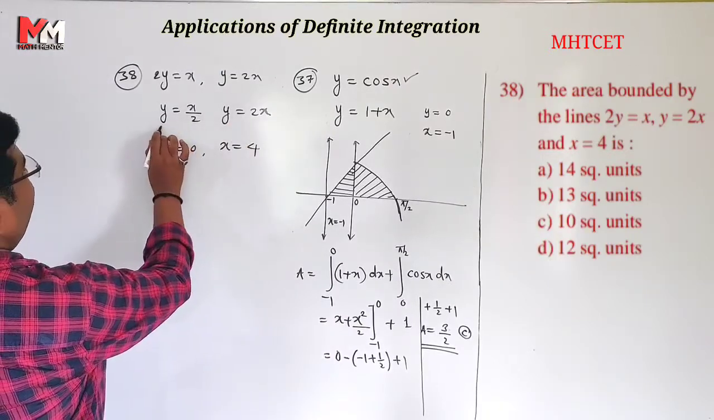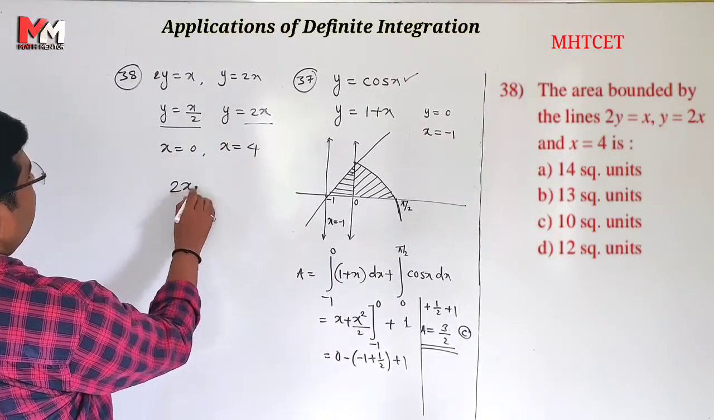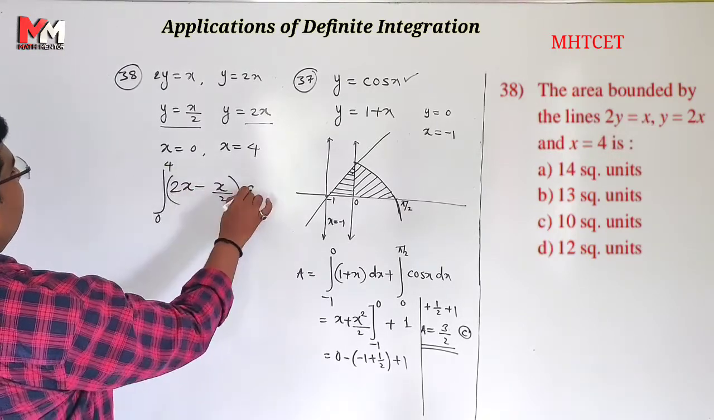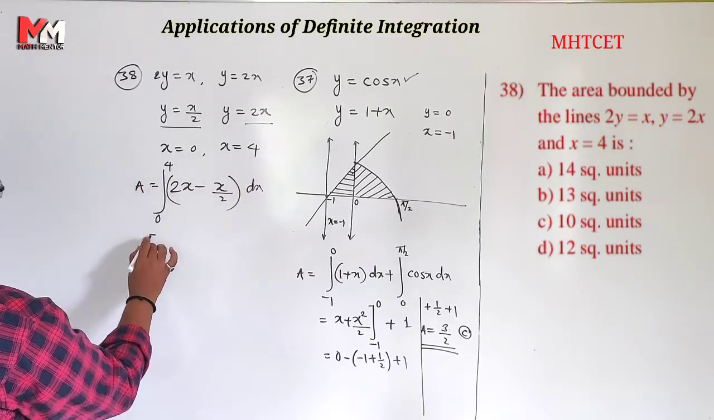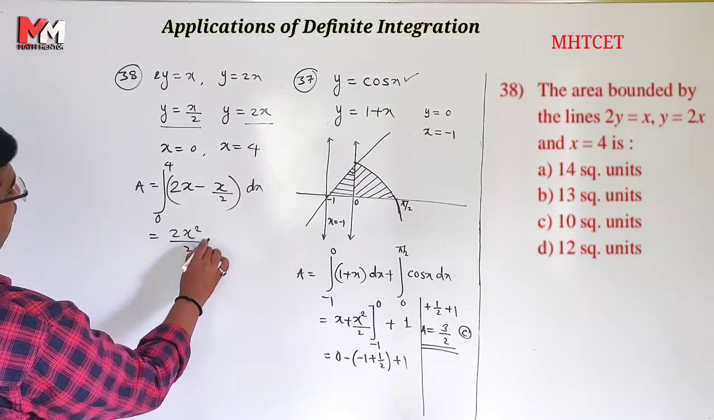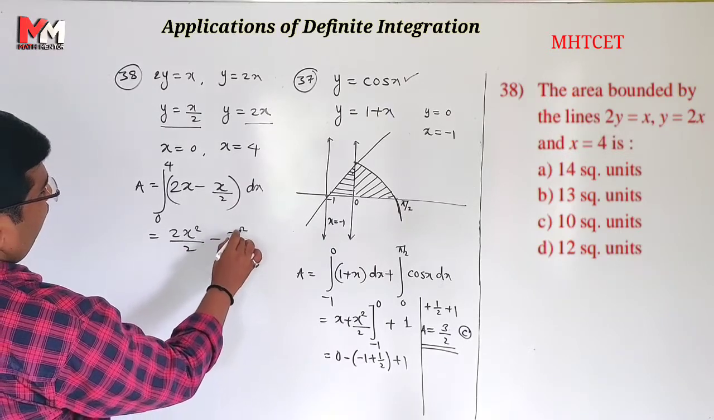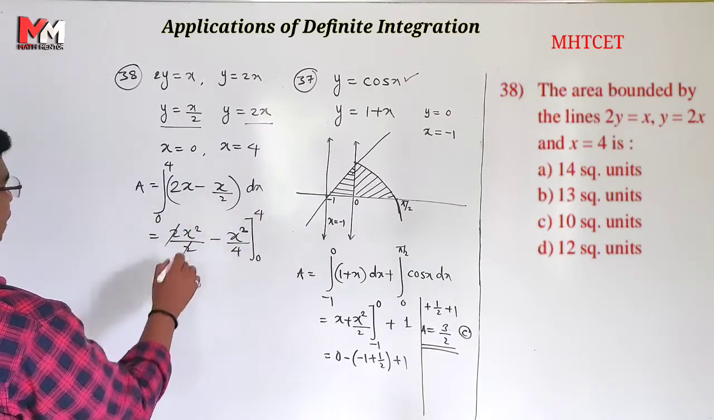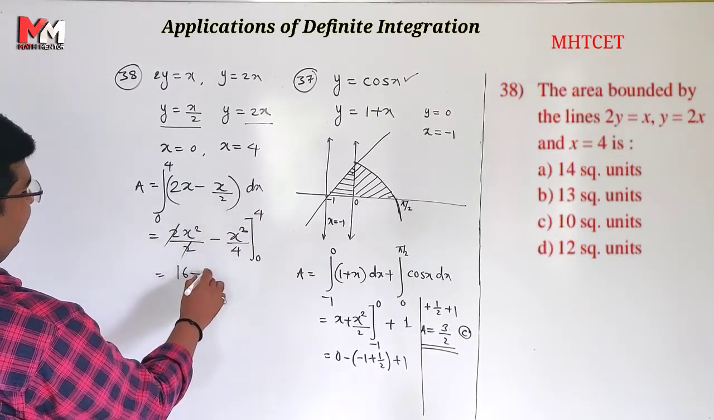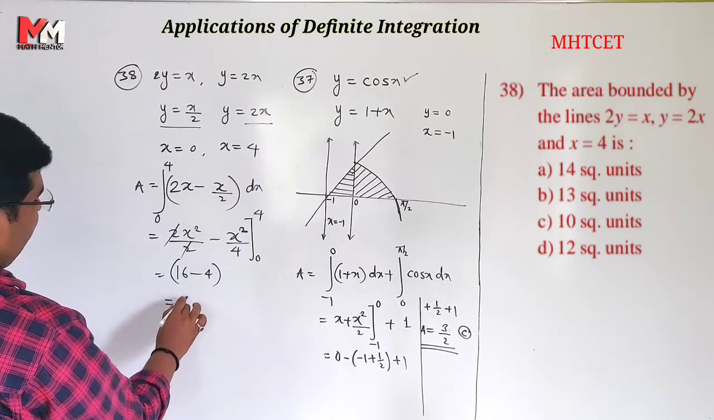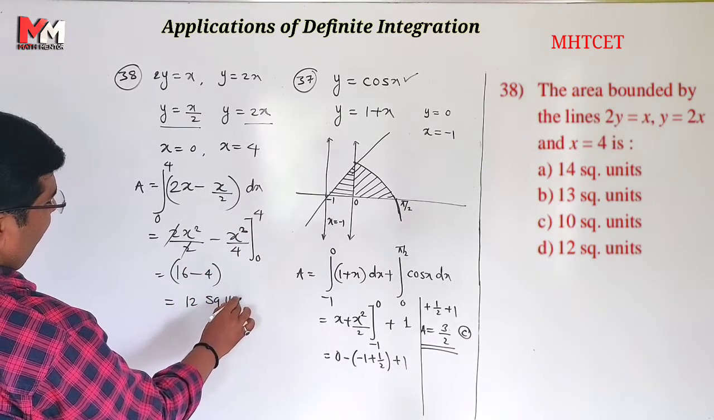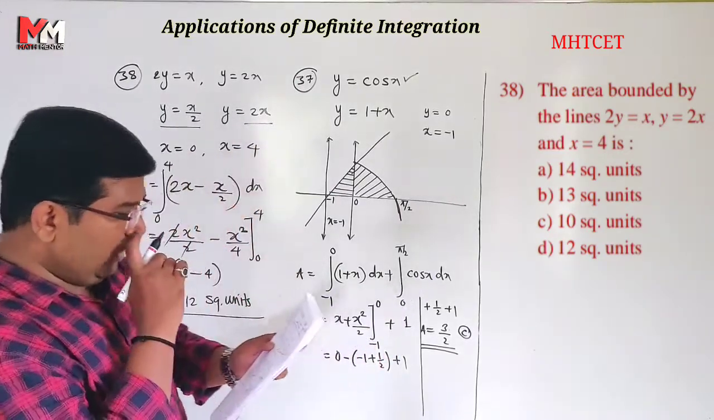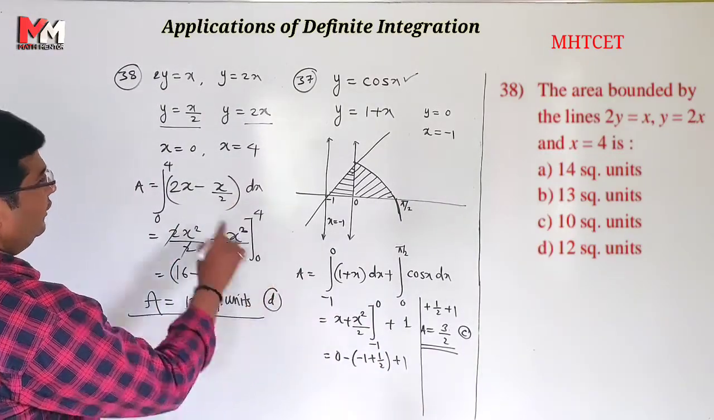The first one on the left hand side is the same: integration of 2x minus x by 2 from 0 to 4. This is the required area. Integration of 2x is 2x square by 2, x square by 2, 2 into 2 is 4, from 0 to 4. This 2 and this 2 cancel, 4 square is 16, 16 by 4 is 4. So the answer is 12, 12 square units. This is the required area. So what is the answer here? D. That was C, this is D.